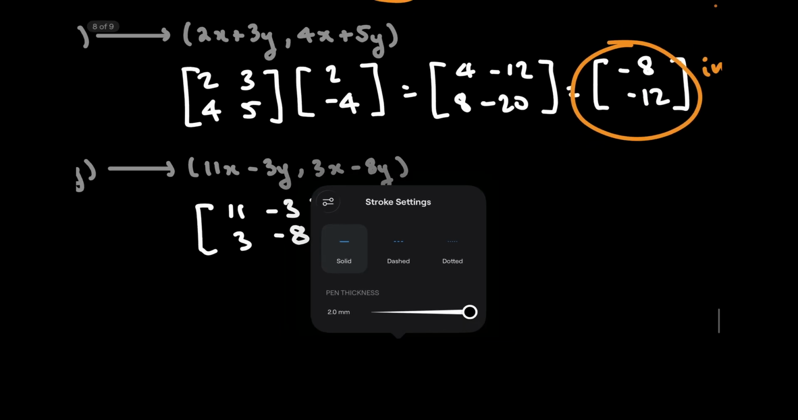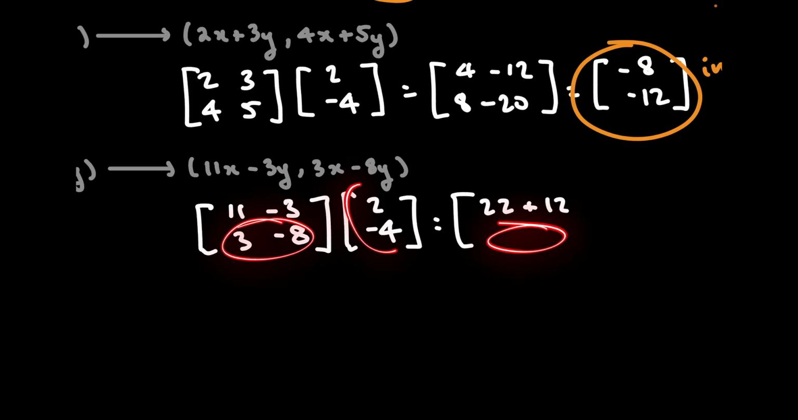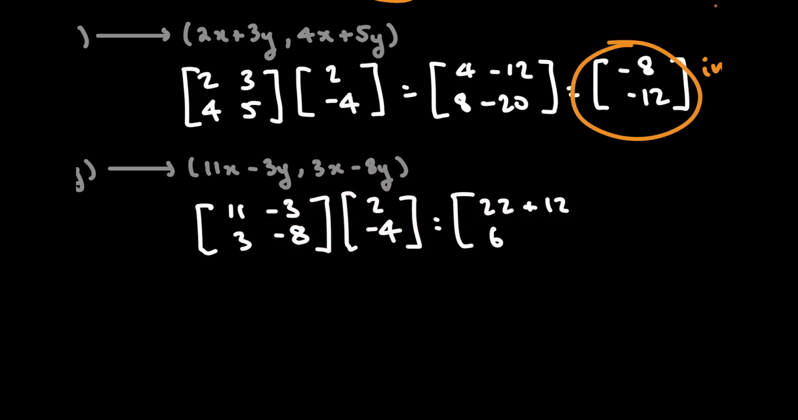So let us now work out what the matrix transformation will be. It will be [11, -3] and (2, -4). So that'll be 22 plus 12. And the y value, it'll be these two multiplied together, so it'll be 6 plus 24.